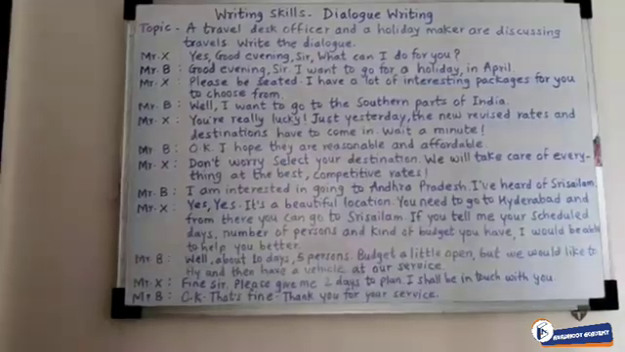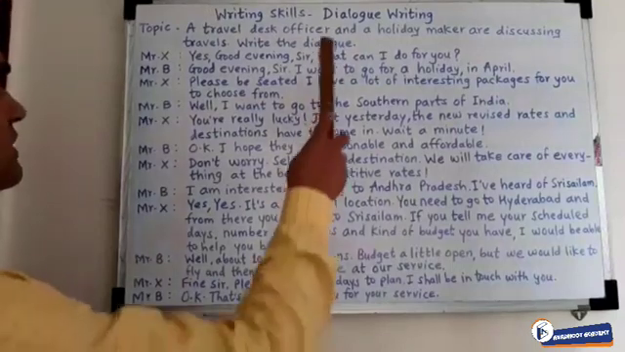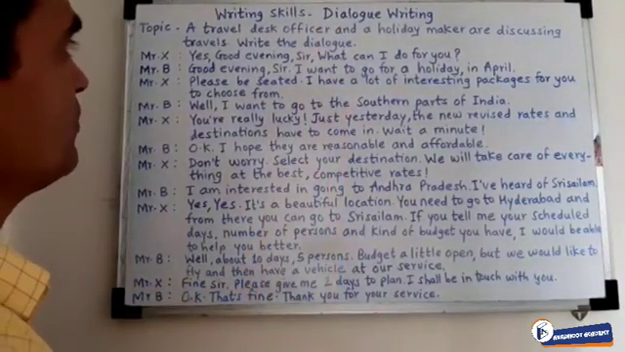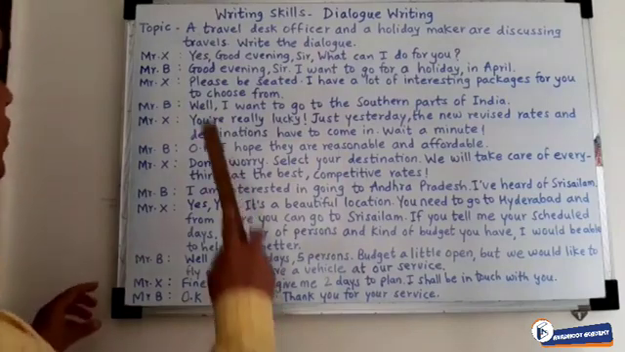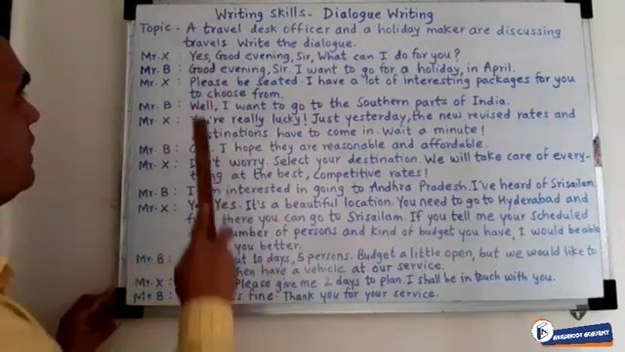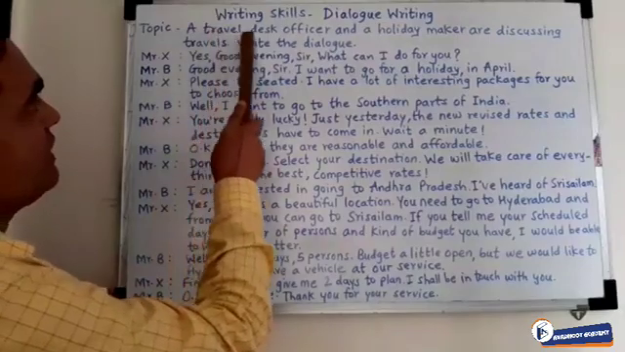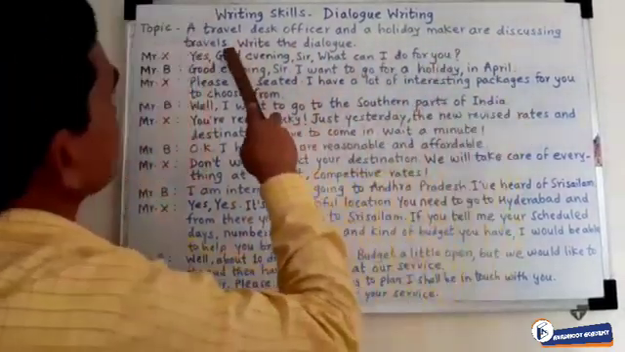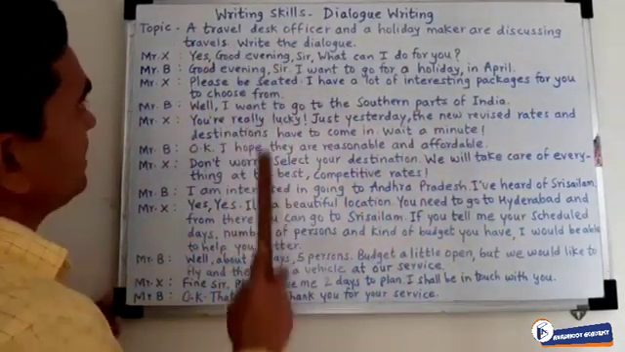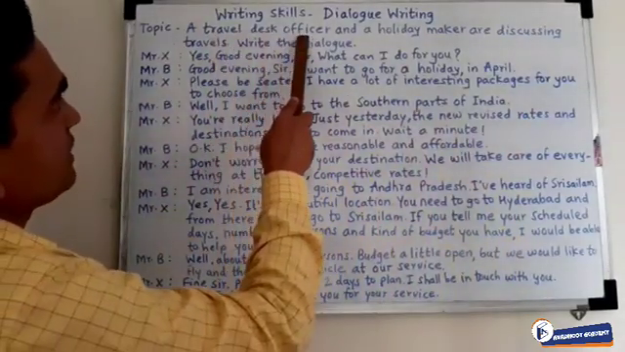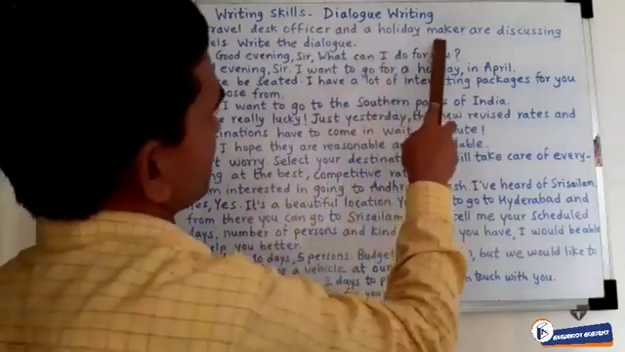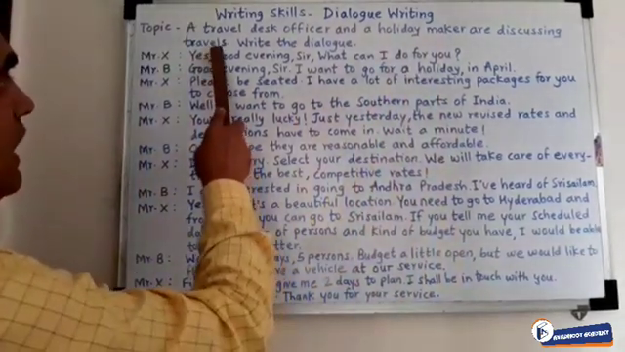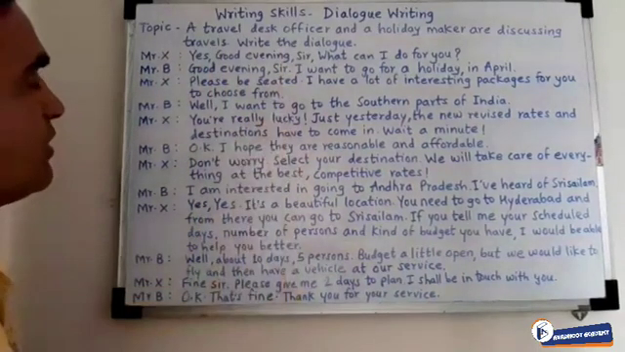So good afternoon, students. In the previous lecture we saw what dialogue writing is; we have seen the definition of dialogue writing. Now we are going to see a topic for dialogue writing. The topic is: a travel desk officer and a holiday maker are discussing travels. Write the dialogues. Both persons are discussing their travels and travel plans. So write the dialogue between the two.